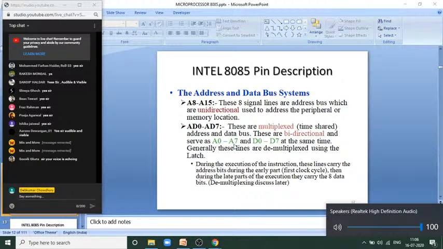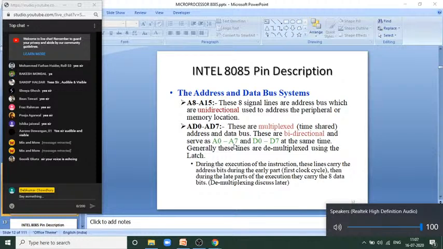So generally these lines are demultiplexed using a latch. What is the purpose of the latch? The purpose of the latch is to demultiplex, that means to filter out A0 to A7 from AD0 to AD7. During the execution of an instruction, the AD0 to AD7 lines carry the address bits during the early part, that means the first clock cycle. Then during the later parts of the execution, they carry the 8-bit data. That is demultiplexing, which we shall discuss later.